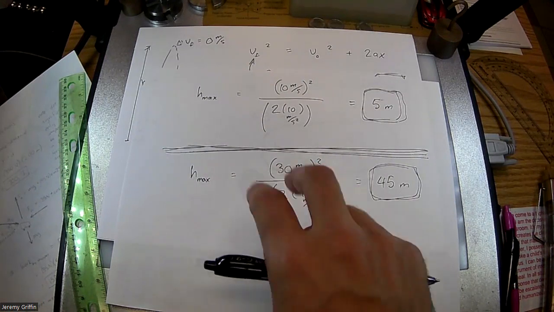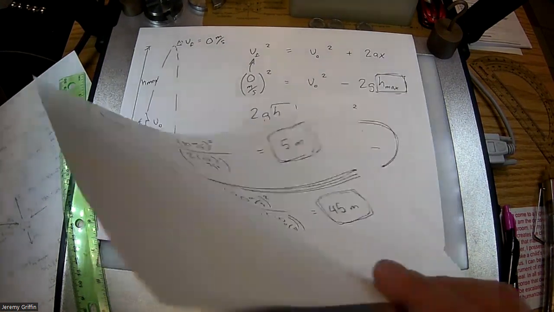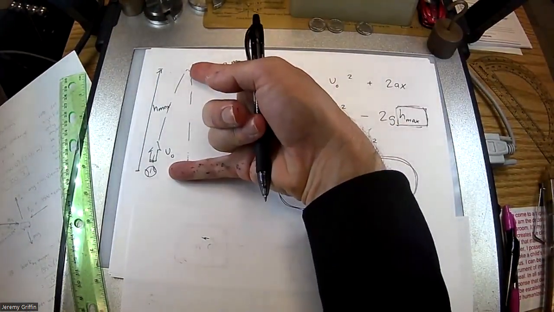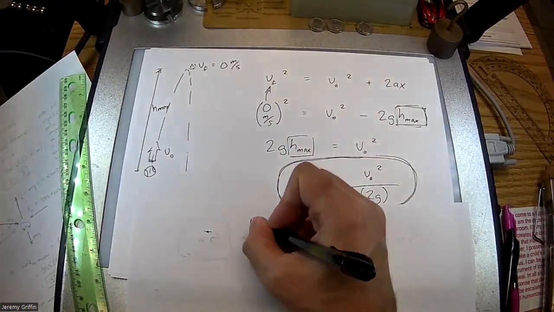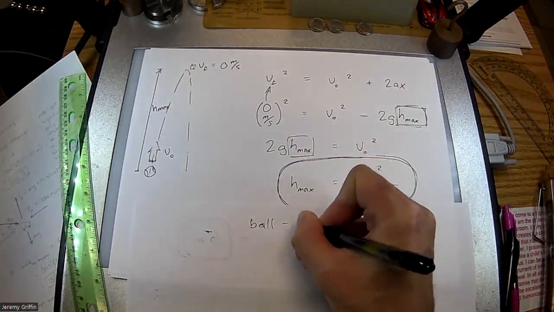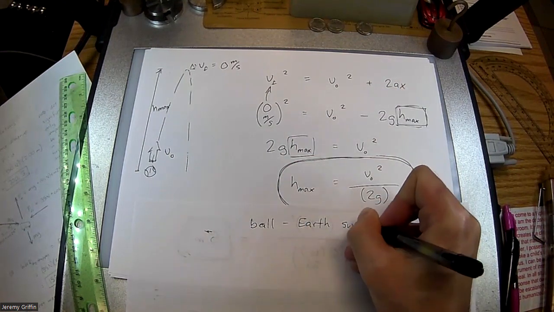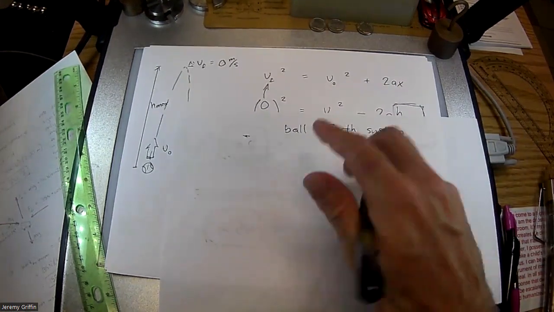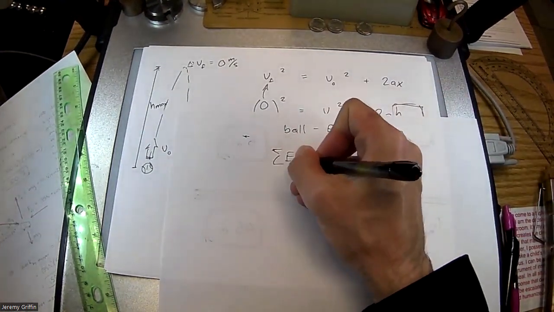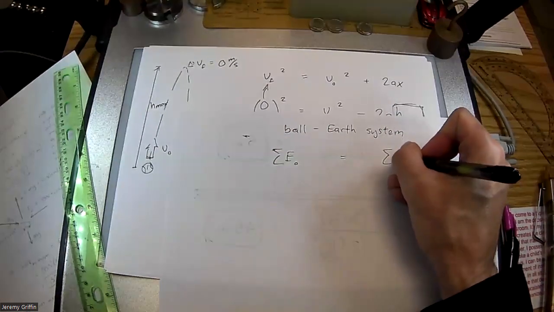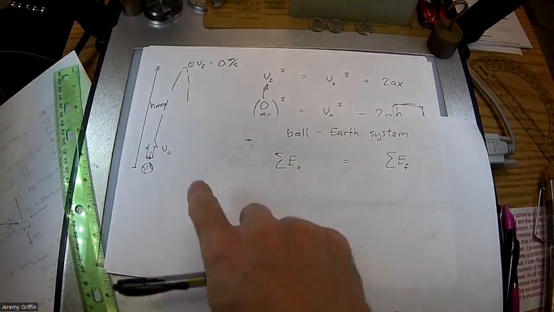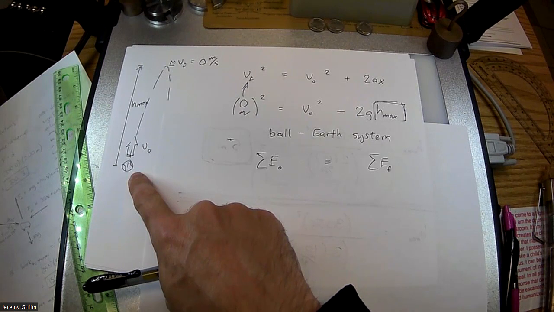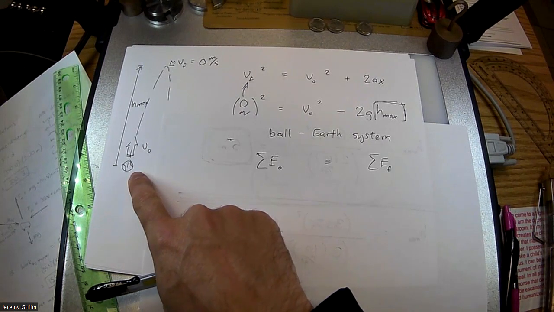Let's go back and answer the ball throwing question, like maximum height. Let's use the new method, and the new method is conservation of energy. Say energy is conserved from here to here for the ball Earth system. So now let's do the ball Earth system. So we got a closed system. Ball and Earth are pulling on each other, but all the forces are internalized. I can say the sum of energy at the bottom is equal to the sum of energy at the top. And what type of energy at the bottom?